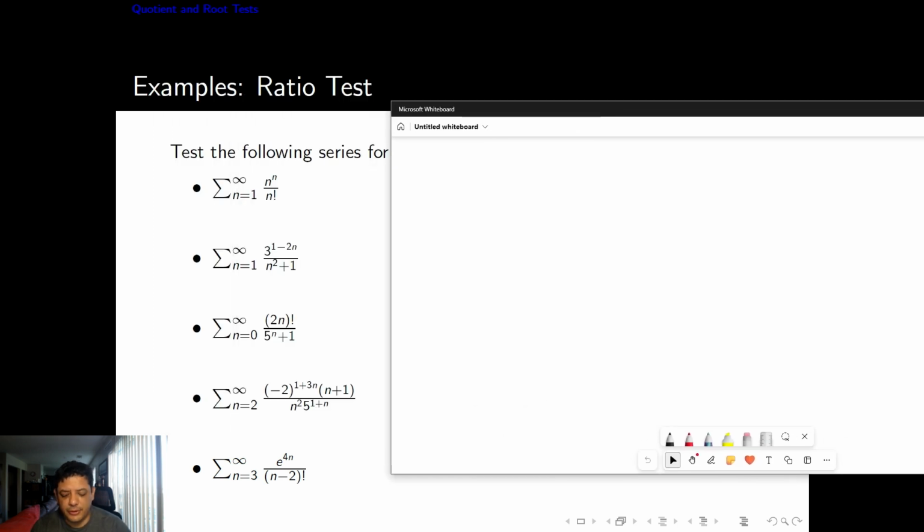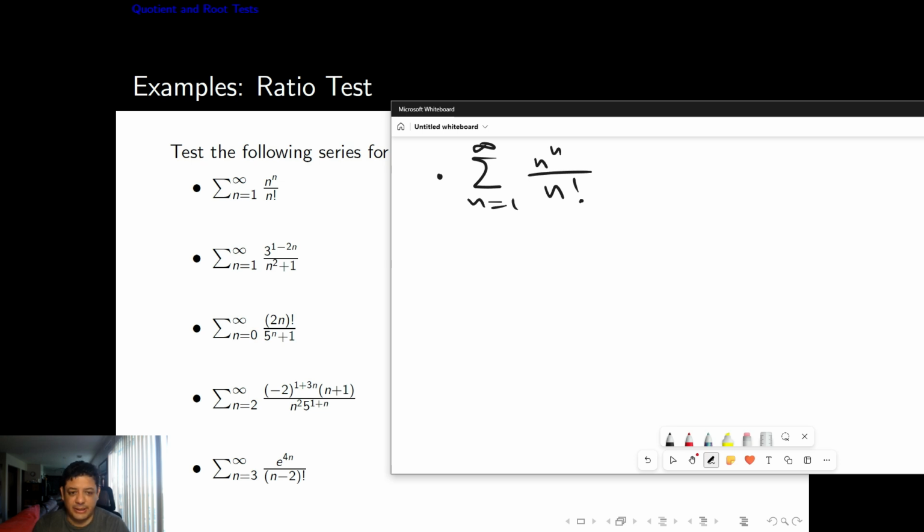So how do you know whether to use the ratio test or not? Well, usually it's because you're going to have some sort of quotient, and at the same time you're going to have things that you're not going to be able to manipulate easily with a comparison, or something that you can do with integration tests.